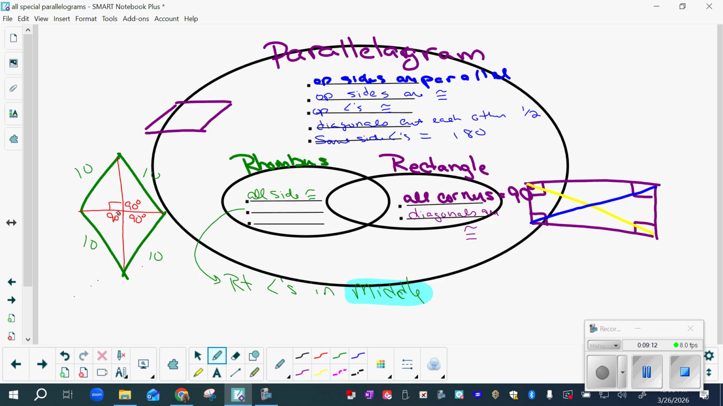Last piece of Miss Rhombus is that diagonals cut corners in half. So watch this. If this angle was 30, this one was 30. And if this one was 30, this one was 30. And if this one was 60, this one was 60.